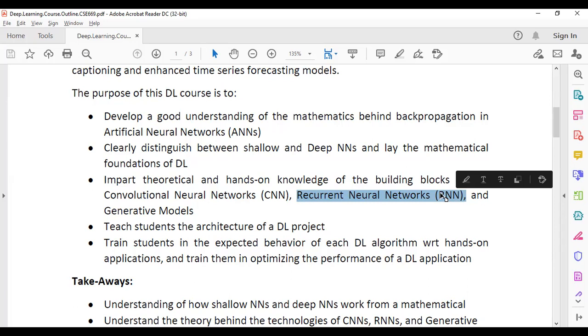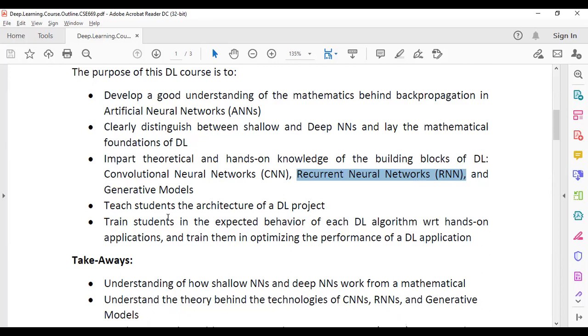For example, ARIMA and all these algorithms, they are not storing that much history, right? But in the case of recurrent neural networks, we are able to store history of the sequence to make predictions better. Another difference is that in recurrent neural networks, we have feedback loops, which we don't have in CNNs, but I'll discuss them later.